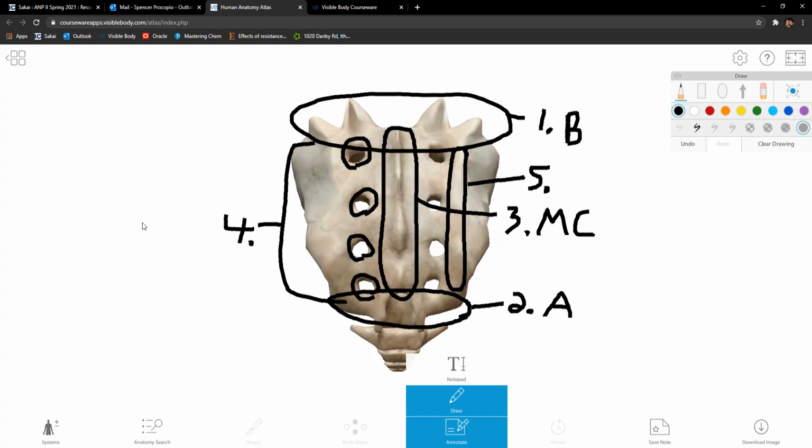Number four is going to be your dorsal sacral foramina. So dorsal as in posterior side or the back side, thinking about like the dorsal fin of a dolphin. So dorsal fin, so backside, you'll find your dorsal sacral foramina. And foramina is just the plural of foramen. So foramina just means a bunch of tiny holes. And then number five, if this is the median crest, then this will be the lateral sacral crest.